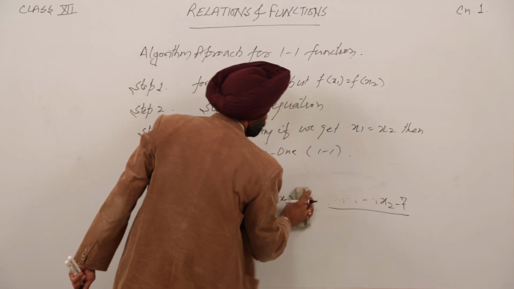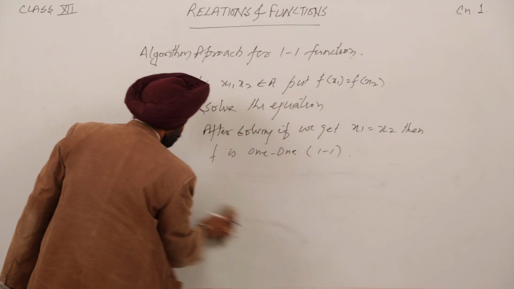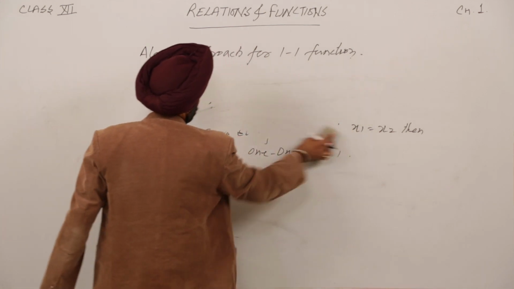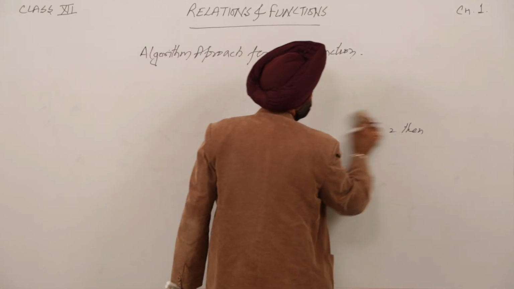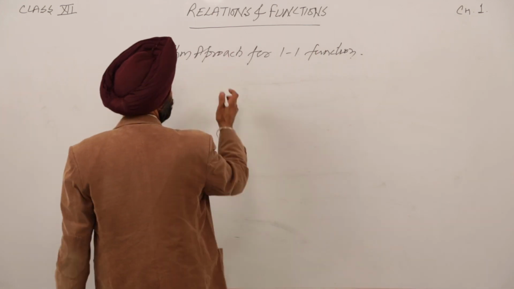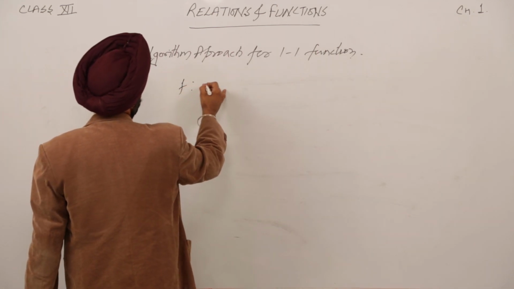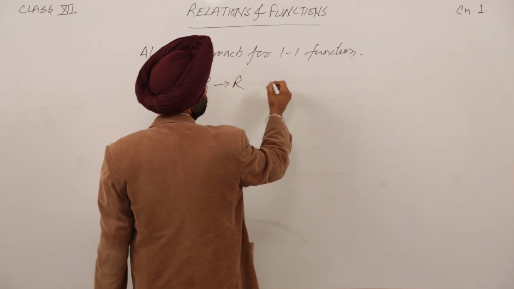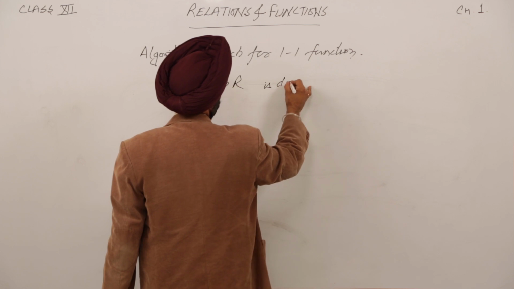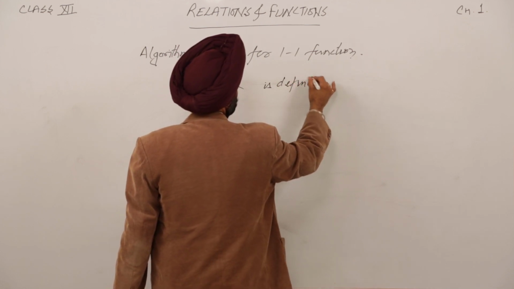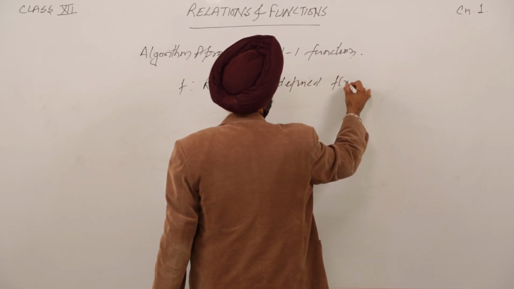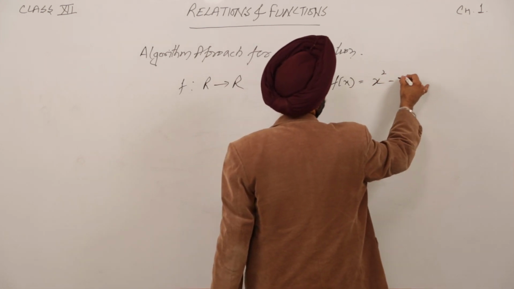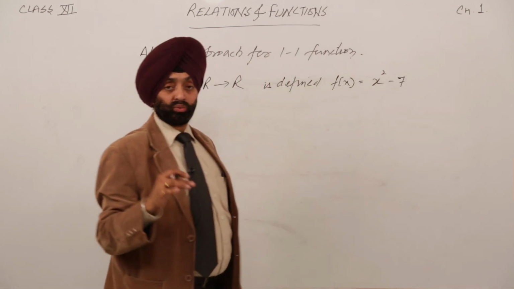Now I am going to give you another example, and remember the steps that I have written on the blackboard. Now the question is: a function from the set of real numbers to real numbers is defined by f(x) equals, let it be, x square minus 7. Now let's check it, x square minus 7.